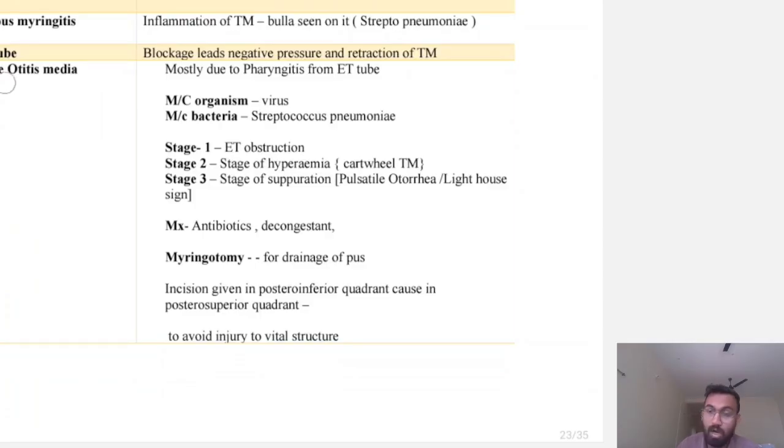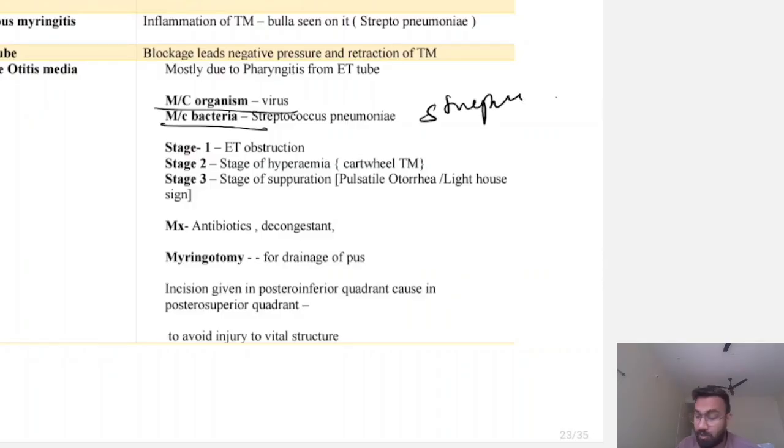Okay. So how does it happen? How does the infection occur in the middle ear? Obviously there is an ET tube, eustachian tube, which is connecting middle ear to pharynx. So mostly it is due to pharyngitis. If there is an infection in pharynx, it can go through the eustachian tube from pharynx to middle ear, and that can lead to infection in middle ear. So most common organism is virus. In case of bacteria, it is Streptococcus pneumoniae.